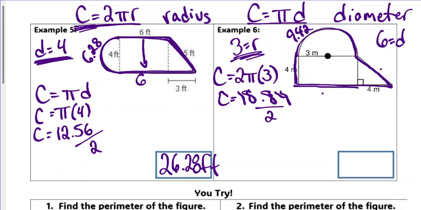This part lines up directly with this part. 3 is going halfway across the circle. This is another 3, so altogether that has to be 6.